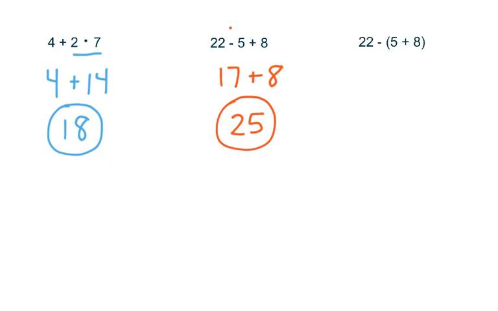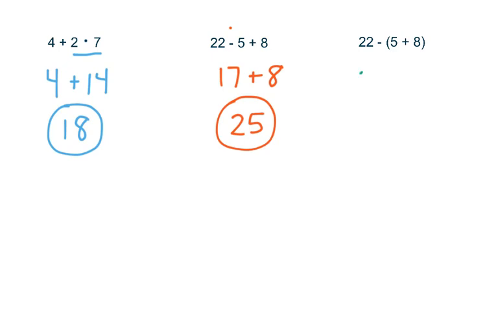Let's look at another very similar problem to the last one. Now I have 22 minus, with 5 plus 8 in parentheses. Remember, parentheses are the highest in my hierarchy. So parentheses are always done first. If I have something that needs to be done that's inside parentheses, that goes first. And here I do. In this particular problem, I have this 5 plus 8 that's inside parentheses. So I do that first before I do anything else.